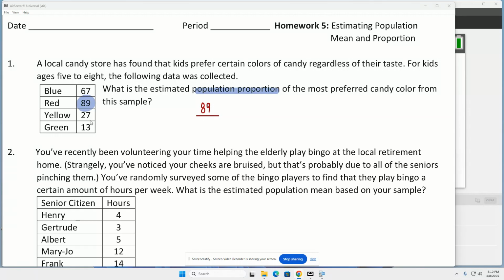So you're going to tally all these up, and again, you were supposed to do that last night, and you should have gotten 196. Now, we always turn population proportions into fractions, then fractions into decimals, and then decimals into percents. So when they ask me about the population proportion, I'm looking for either a fraction or a percent. So here, 89 divided by 196 is 0.45, and if you didn't round, you would round the third decimal to 4, so that would be approximately 45% who prefer red. Okay, very simple.